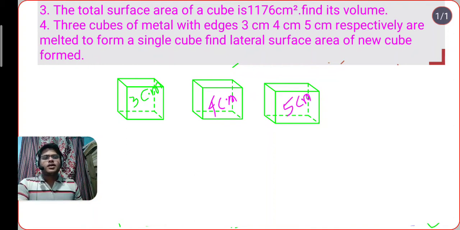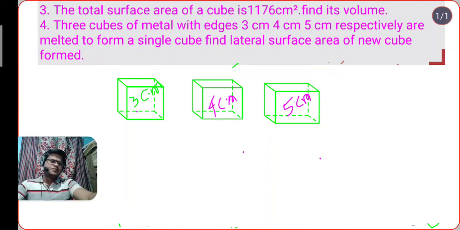So here the question is asking to find the lateral surface area of the new cube formed. That means the three metal cubes are given, and by taking these three we have to prepare one single cube. That means we have melted all these three and have to prepare one single cube. To solve this question, we have to note that after melting the first cube, second cube, and third cube, we get the word biggest cube. That means we have to prepare a biggest cube. On that biggest cube, we have to calculate the lateral surface area.